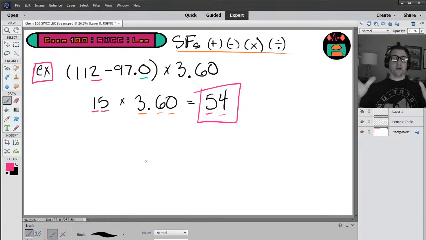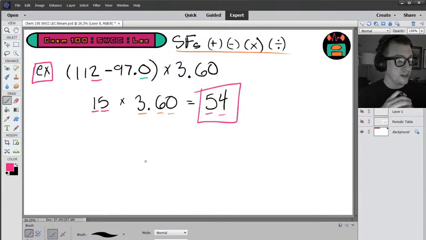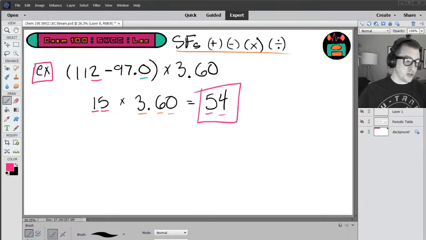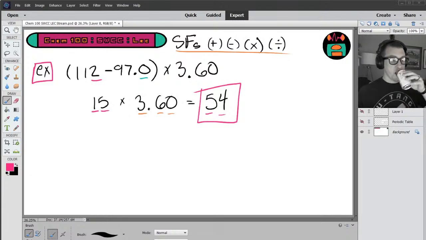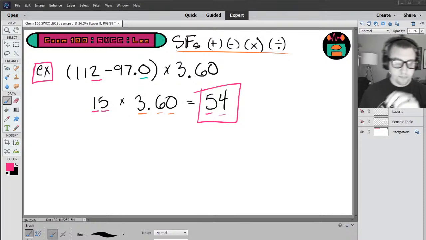Every once in a while you do a problem where the answer that the calculator gives you has the right number of sig figs. And that is the case here. So every once in a while you get lucky, but you always got to ask the question. You always have to be actively checking to see if it's correct or if it's not. All right.